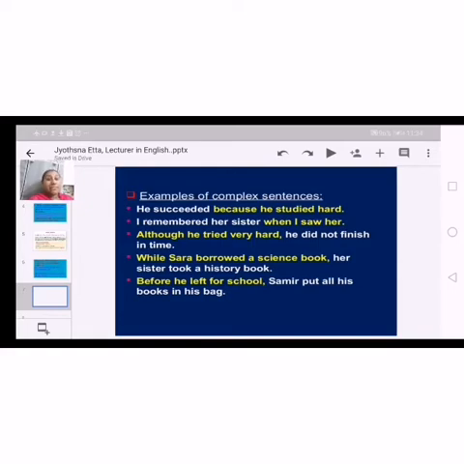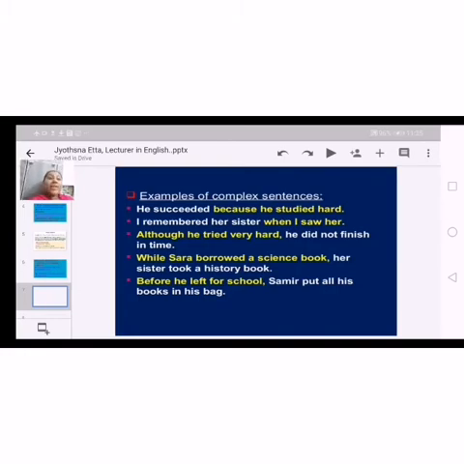He succeeded because he studied hard. Of course, the main clause and the subordinate clause. He succeeded is the main clause, because why he succeeded and how he succeeded, because he studied hard. It's a subordinate clause. Next, I remembered her sister when I saw her. I remembered her sister, the main clause, when I saw her, a subordinate clause.